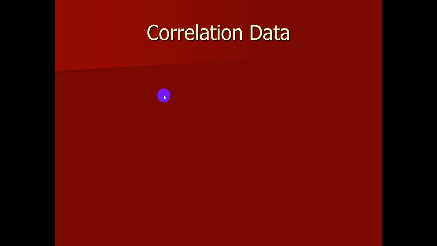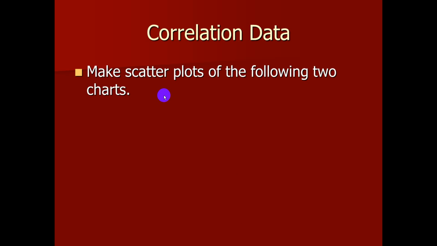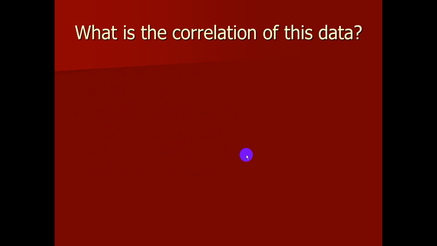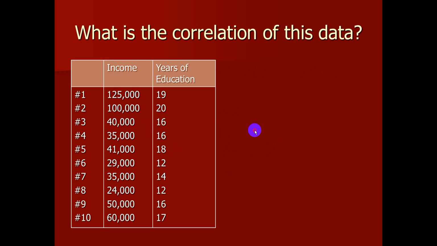Okay, so correlational data. Make scatter plots of the following two charts. And then you can look for the correlation coefficient. What is the correlation of this data? So at this point, what I want you to do is go ahead and stop the video, plot this out, and then you could take a look at what I plotted out on the PowerPoint, and you could see how close you are. Just decide whether it's a positive or negative correlation.